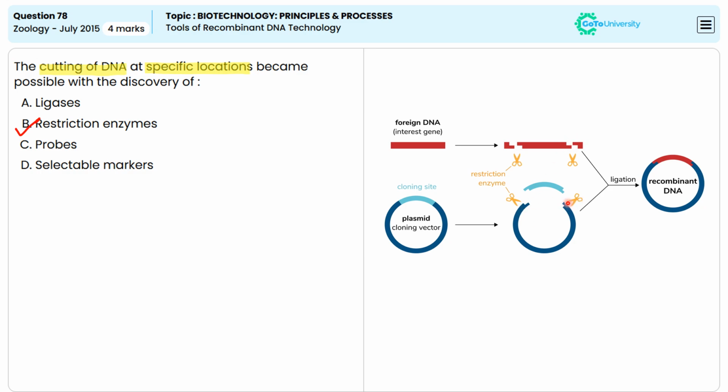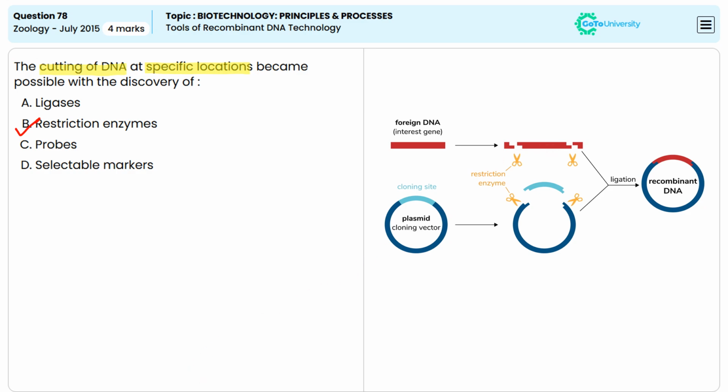And they are naturally found in bacteria and serve as a defense mechanism against viral DNA. So, restriction enzymes have become essential tools in molecular biology, particularly in genetic engineering, where they are used to cut the DNA for cloning, sequencing, and various other techniques. So, the answer is option B, restriction enzymes.